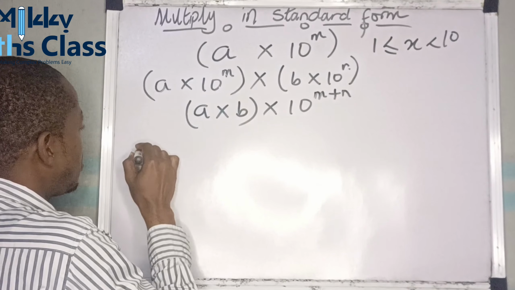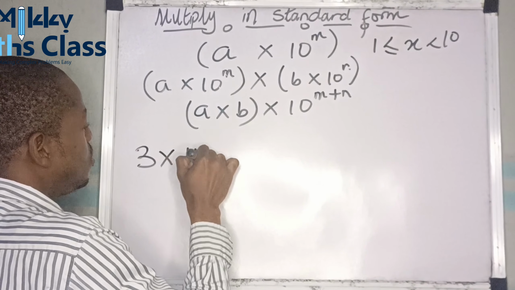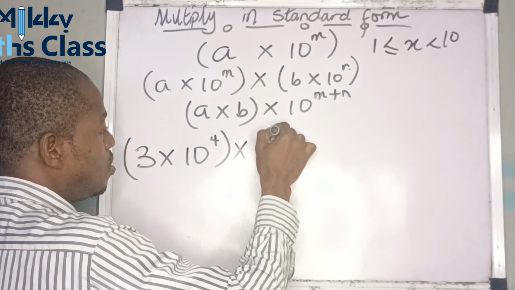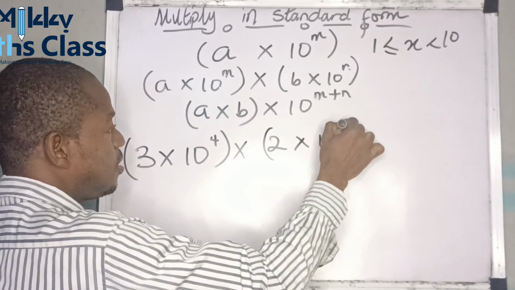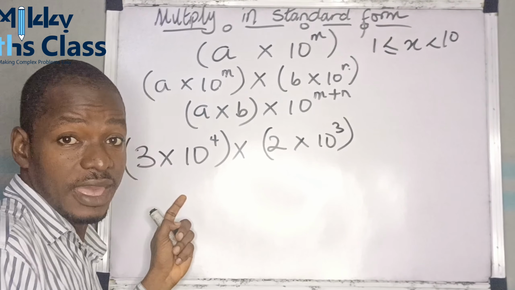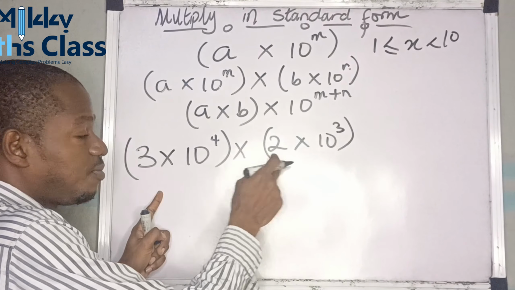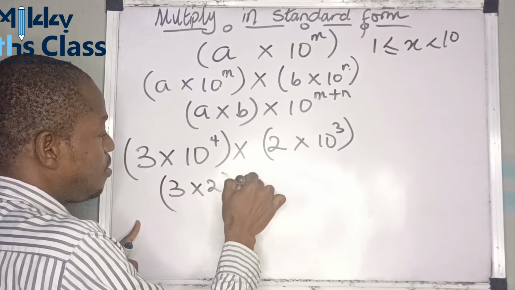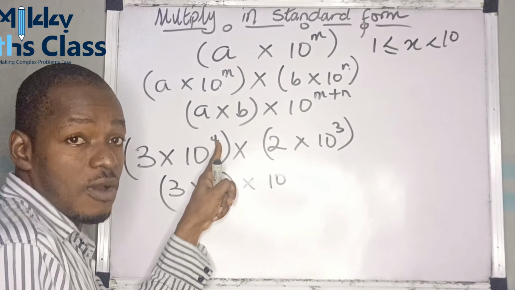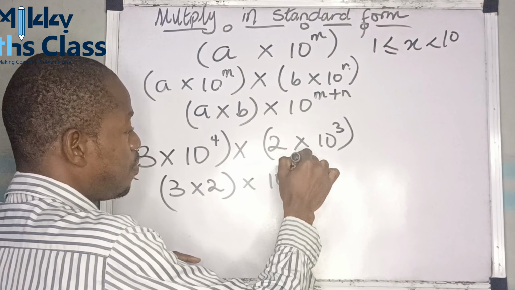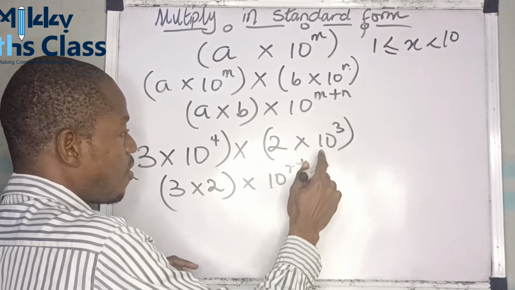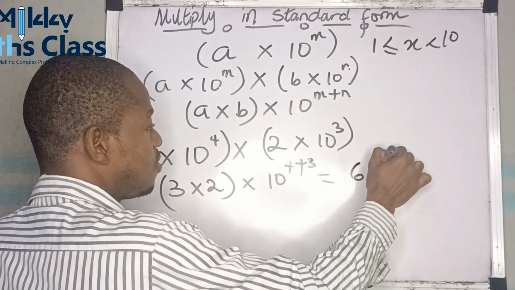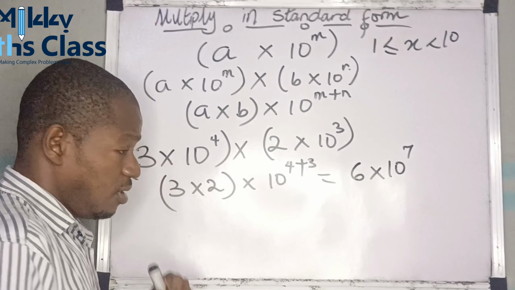Let's take an example. You can have something like this: 3 times 10 to the power of 4 times 2 times 10 to the power of 3. Now, from here, the two whole numbers, bring them together. So you have 3 times 2 times 10 to the power of 4 plus 3. So this becomes 3 times 2, that's 6, 6 times 10 to the power of 7.